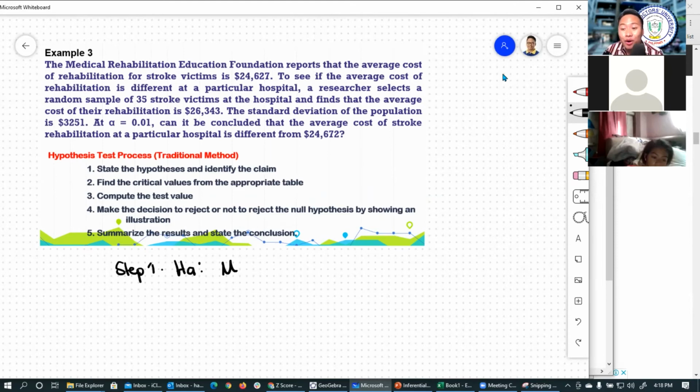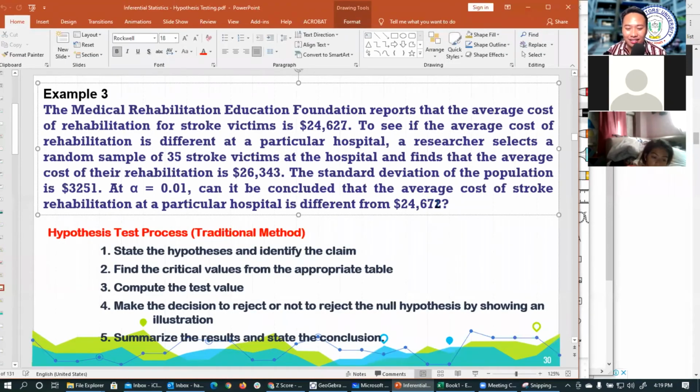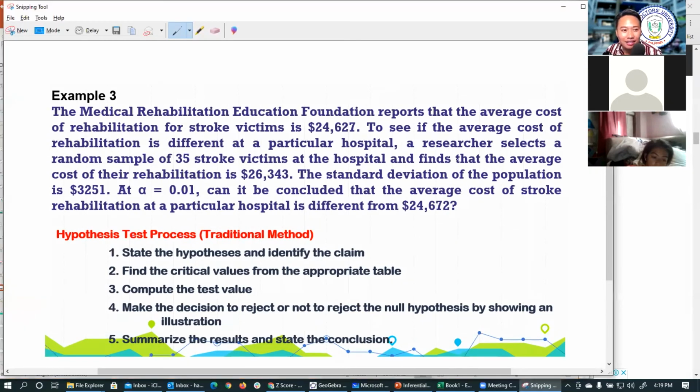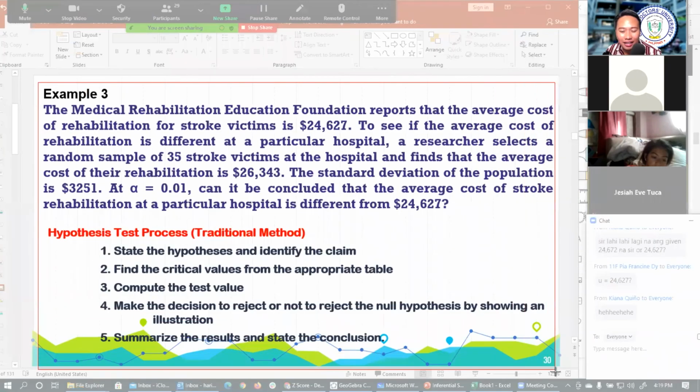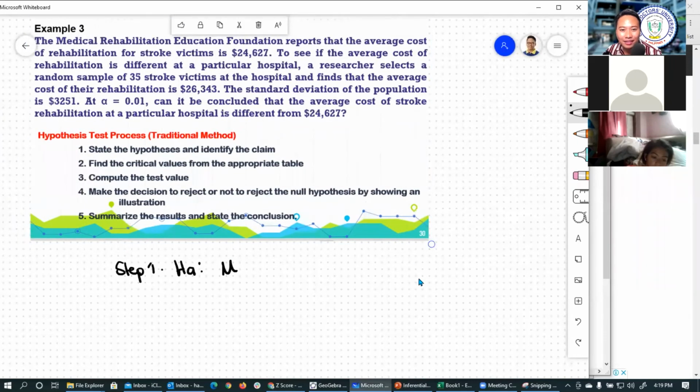Oops, my bad. Typo, guys. Thank you so much for that catch, Kiana. They should be the same. So, for the sake of Kiana, I'm going to erase this and correct it. Thank you so much. It's good that there's still room for correction. Let me take another screenshot and paste it there. I think this is better now. There you go. So your mu, according to Pia, is 24,627.